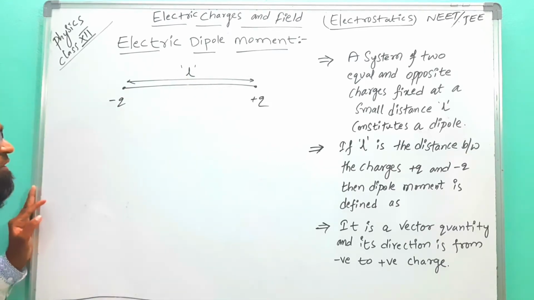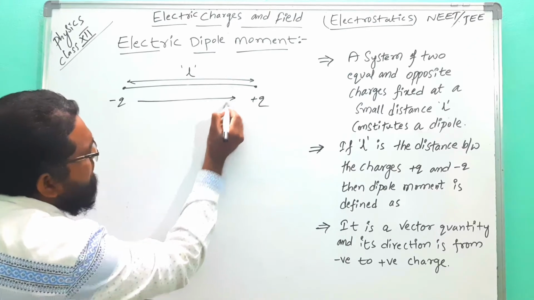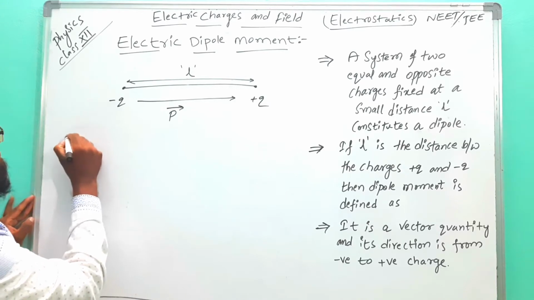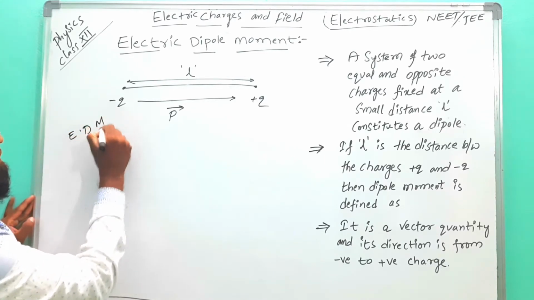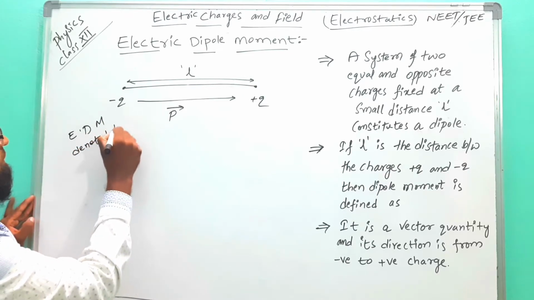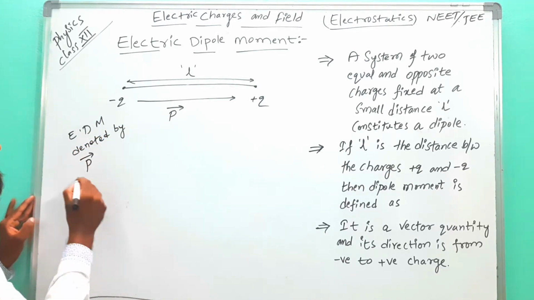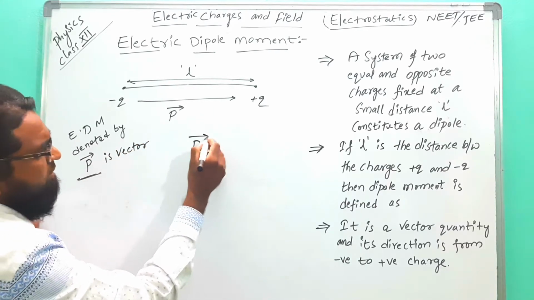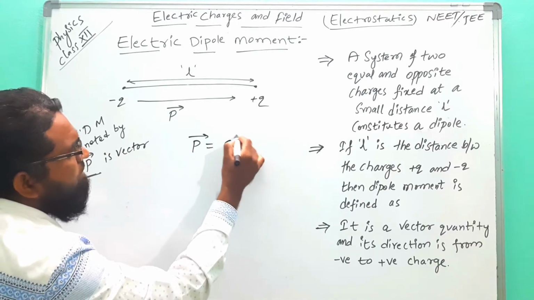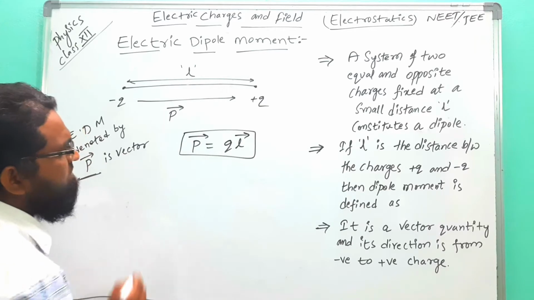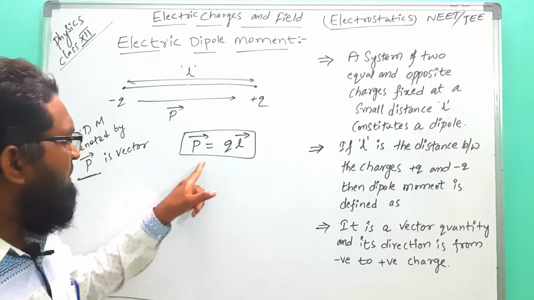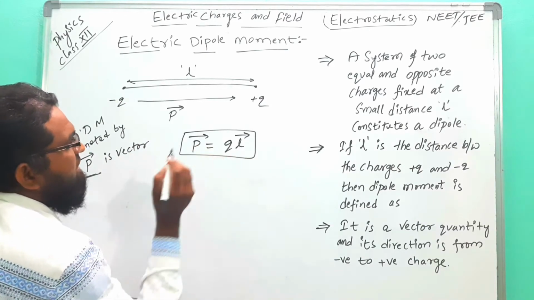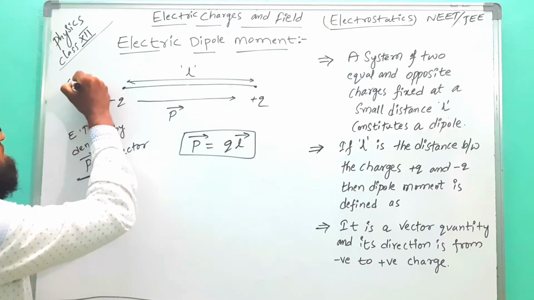Okay, and now the dipole moment is directed from negative to positive, P bar. The electric dipole moment is denoted by P bar, which means it is a vector. So here, writing mathematically, P bar equals Q into L bar. This L bar means displacement. Okay, clear, students? P bar equals Q into L bar is the electric dipole moment definition. Here Q is the charge and L is the length.